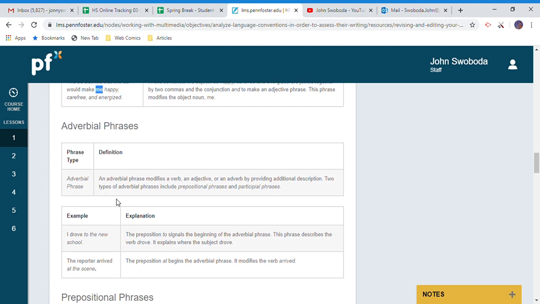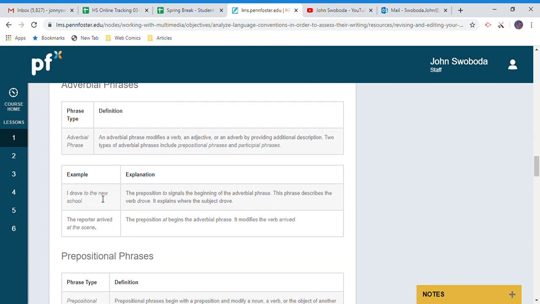Adverb ends in ly, right? So to swim quickly, to run steadily, to eat heartily. An adverbial phrase modifies a verb. I drove to the new school. Why is that an adverb? Well, because it describes how you drove. The reporter arrived at the scene, because it describes how she arrived, or where she arrived.